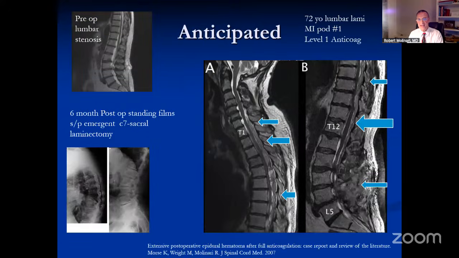This is an anticipated complication from a simple lumbar decompression where the patient had pre-existing coronary artery disease and developed a myocardial infarction on post-op day number 1 that required level 1 anticoagulation. Look at the extensive epidural hematoma here that came all the way from the sacrum all the way up to the bottom of the cervical spine to C6. This patient was acutely paralyzed in the middle of the night and required an emergency operation with a laminectomy from the sacrum all the way up to C7 and regained neurologic function. But massive hematoma from anticoagulation.